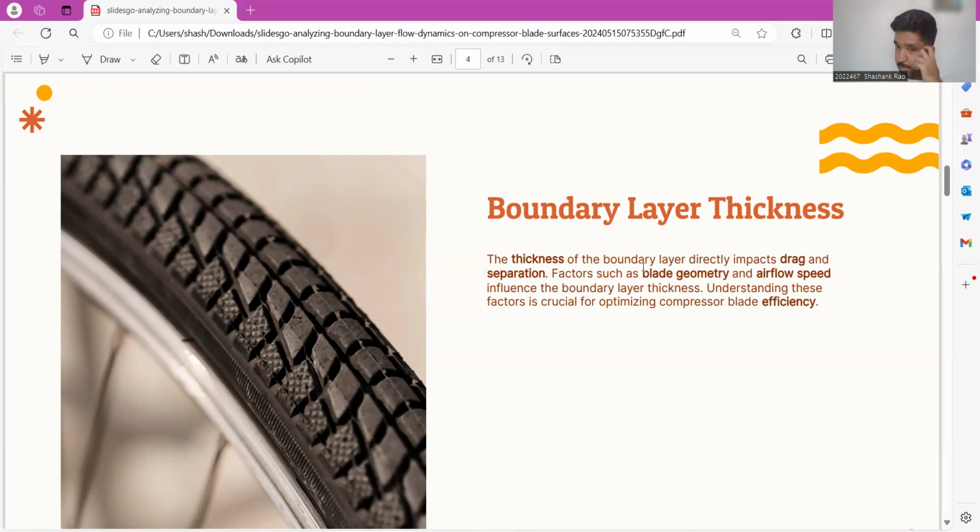If we go through those factors, we can understand the formation of the boundary layer and also determine its thickness. Also, the airflow speed, the free stream velocity which is entering the propulsion system and the compressor blades, also affects the boundary layer thickness. Understanding both these factors is crucial for optimizing compressor blade efficiency. If we want to increase the efficiency of the compressor, we need to study the boundary layer, its formation and its thickness. Blade geometry and airflow speed are the factors influencing the thickness. So studying both these factors and optimizing them will eventually increase the efficiency of the compressor blades.